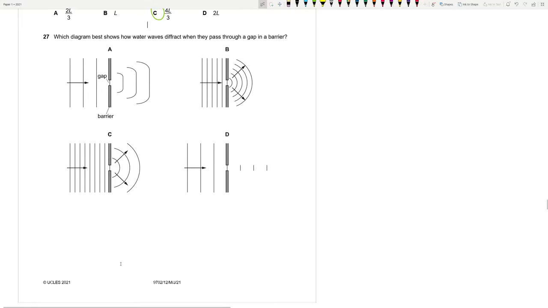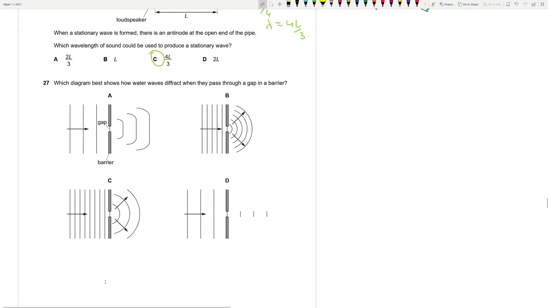27. Which diagram best shows how water waves diffract when they pass through a gap in a barrier? Okay, so the wavelength is much greater than the width of the slit, so there should be good diffraction. The main thing is after diffraction occurs, wavelength remains the same. Okay, so D and A are clearly wrong. It's between C and B. The thing wrong with C is that the wavelength before diffraction is much less than the wavelength after diffraction. That's why C is wrong. But look at B. Wavelength remains the same. That's why 27 B is the answer.